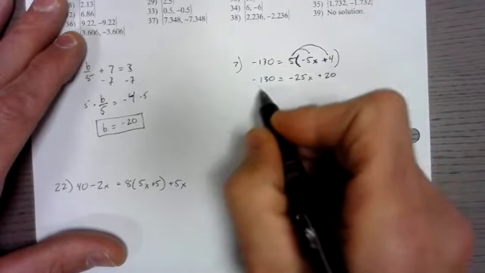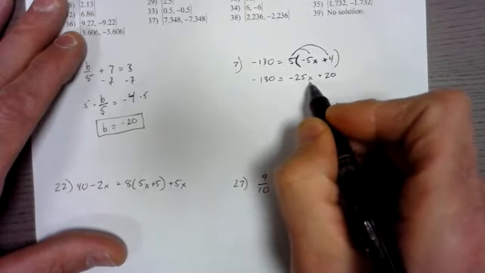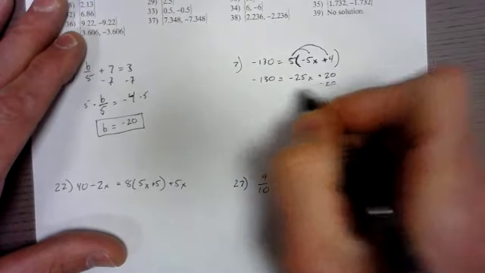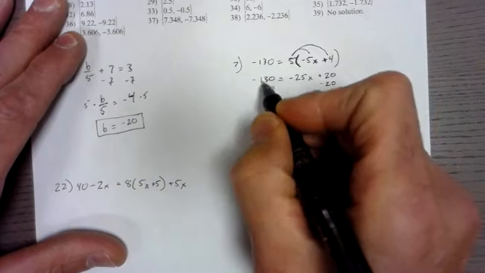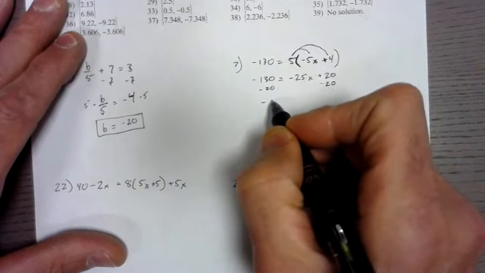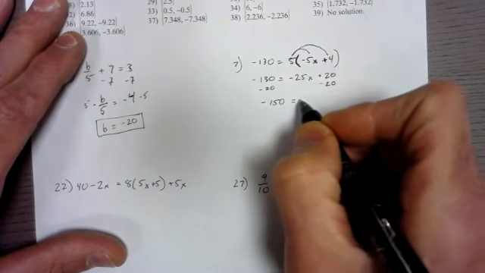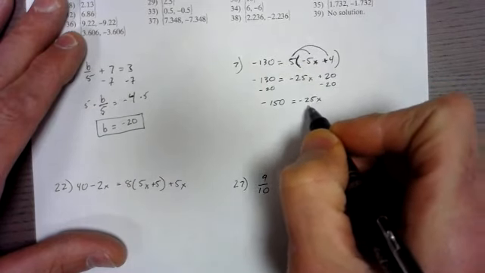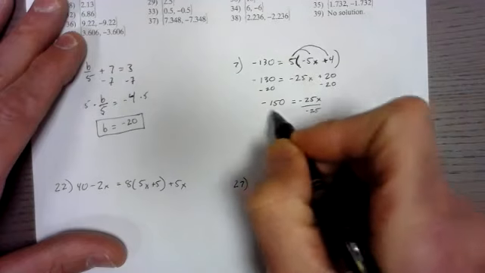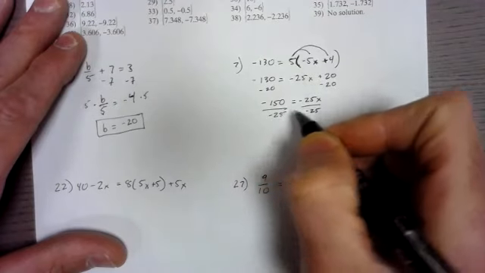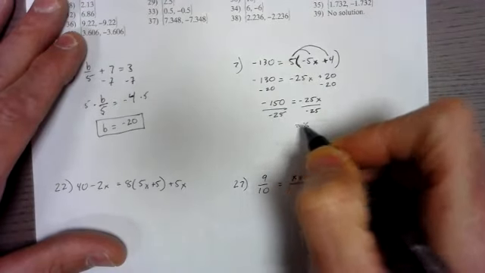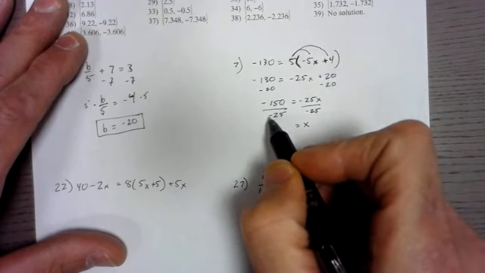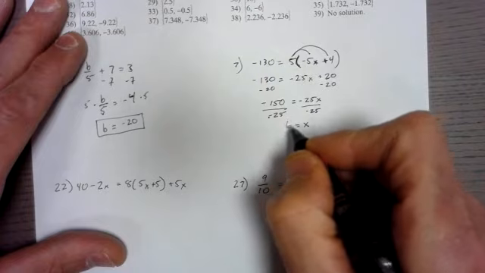Now I'm going to combine my like terms. I want my variable on one side and my constants on the other. So I'm going to subtract 20 here. That puts me farther into the negative, so I get negative 150 equals negative 25x. Now I want to get rid of the negative 25, so I divide by negative 25 on both sides. That gives me x is equal to 150 divided by 25. A negative over a negative gives me a positive, so x equals 6.